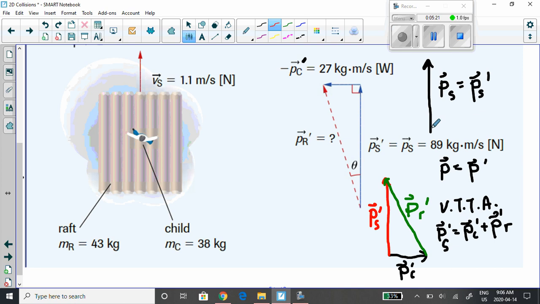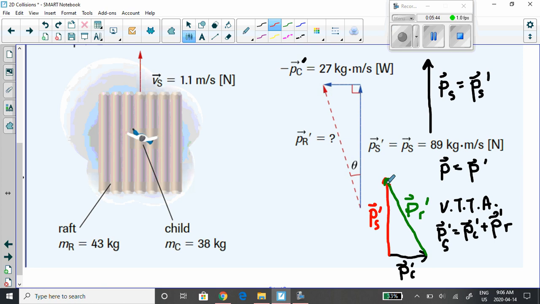And here is a vector that represents, so I've drawn it right here, the momentum before and after the walking. They've drawn it right here, the momentum before and after the walking. I've drawn it right here. They're equal to each other, the momentum before and after the walking. So I'm going to draw that.